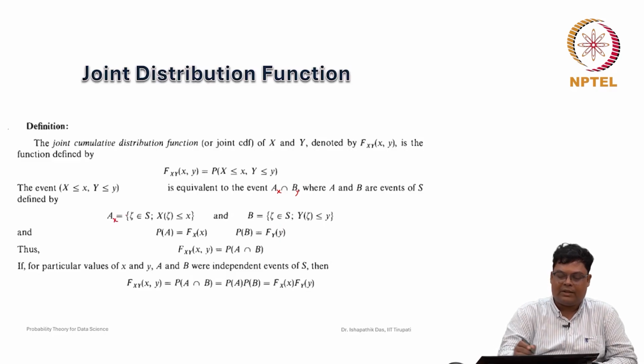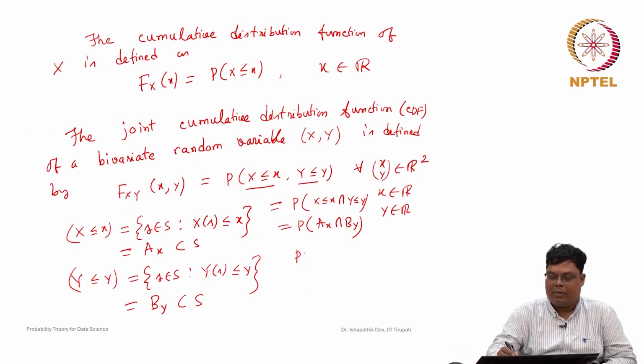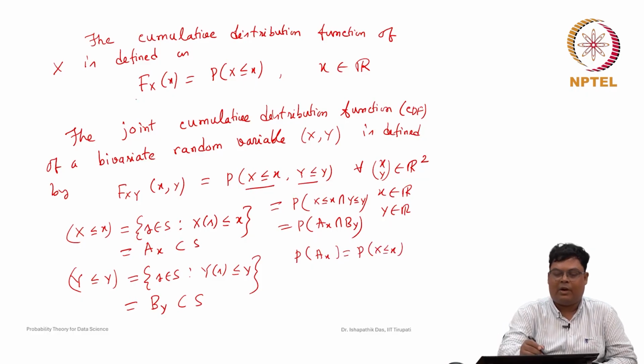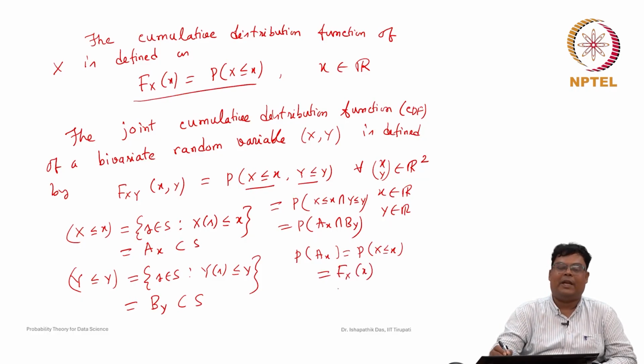So, this is A_x, this is B_y. Then what is the probability of A_x actually? The probability of A_x is nothing but the probability that X is less than or equal to x. This notation we have already used here. This is nothing but the cumulative distribution function of X.